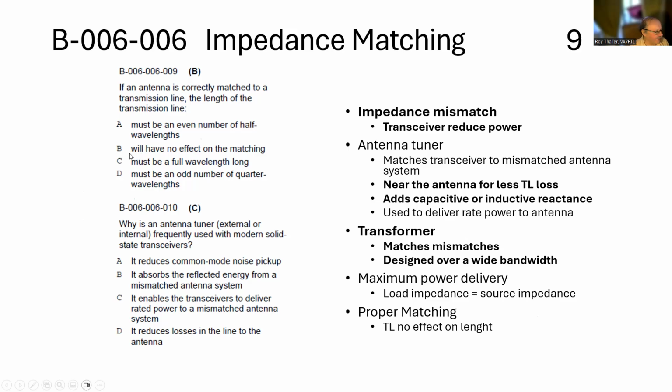If the antenna is correctly matched to a transmission line, the length of the transmission line will have no effect on the matching. So B is the correct answer. If you're in a matched system, the length is not important. Why is an antenna tuner, external or internal, frequently used with modern solid-state transceivers? So that's C. It enables transceivers to deliver the rated power to a mismatched antenna system. So C is the correct answer.